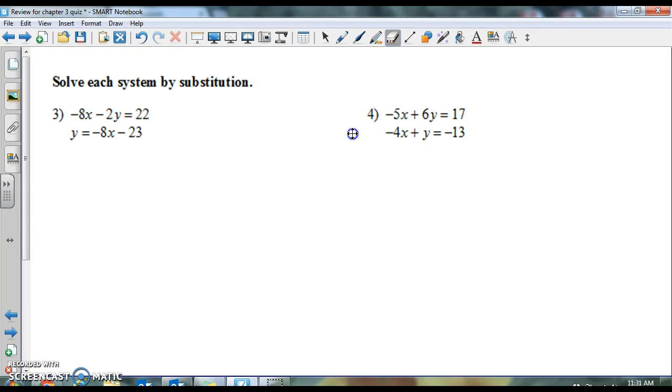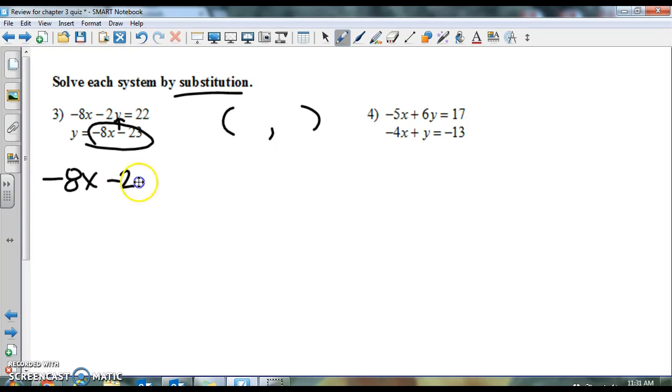Okay, so the next ones are substitution. That's number 3 and 4. So I'm going to do number 4 because it's harder, but you can go back and do number 3. Or we'll do number 3. Number 3 will be fine. So substitution, you're going to get a coordinate as your answer. You notice how this one's already solved for y, right? So you're going to take the negative 8x minus 23, and you're going to substitute it in for the y in the other equation. So I'm going to rewrite this as negative 8x minus 2.